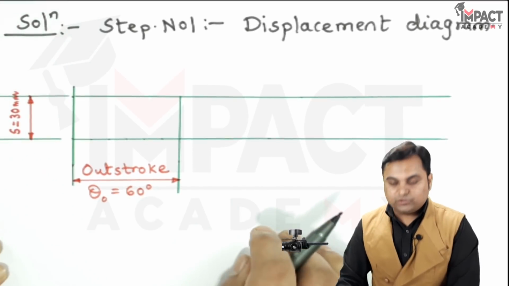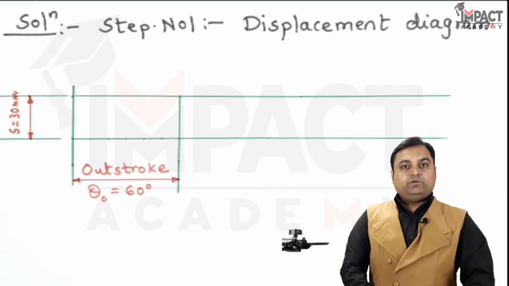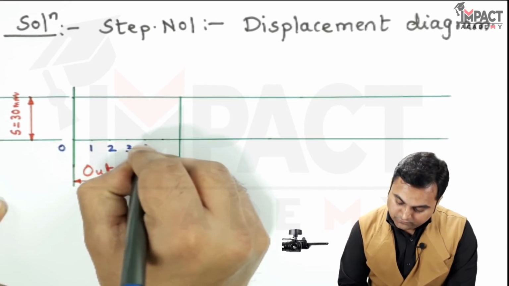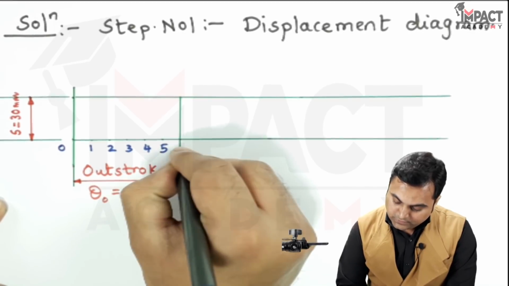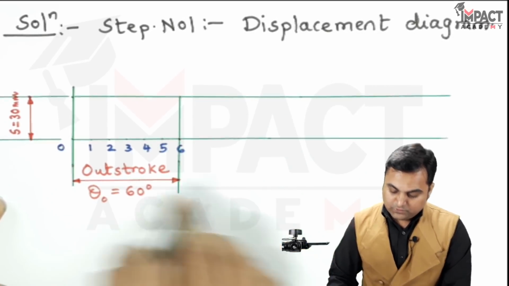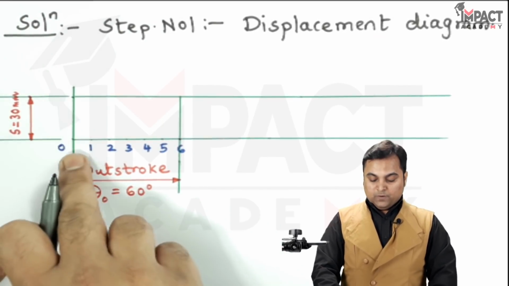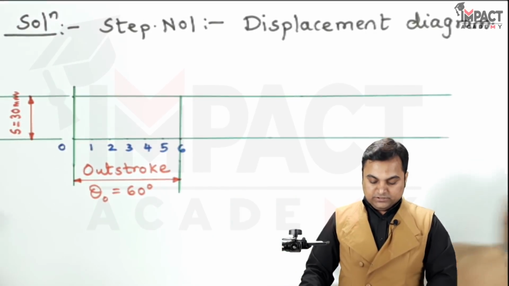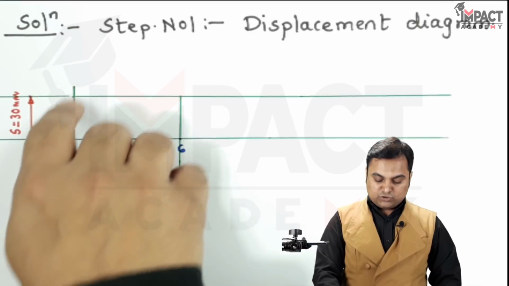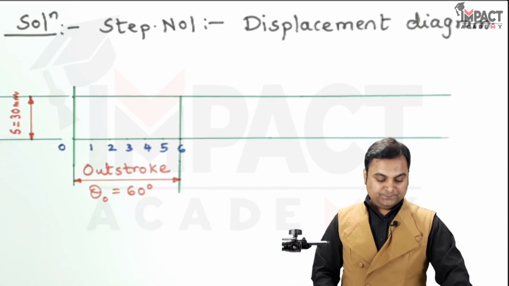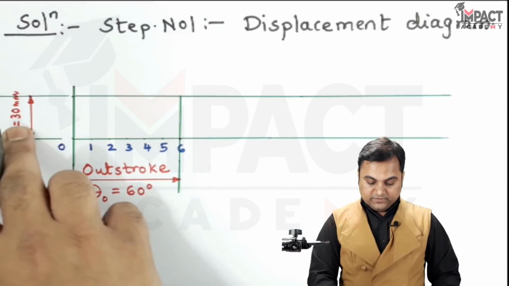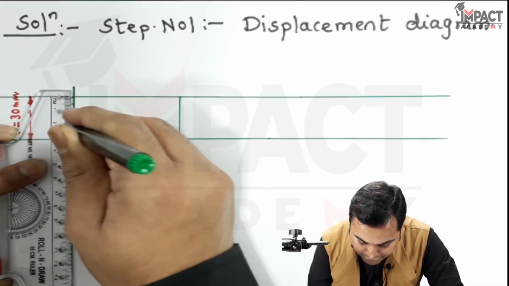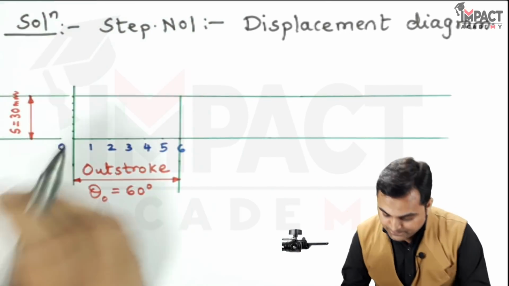Outstroke is 60 degree. I'll give the notations over here, starting with 0, first, second, third, fourth, fifth and sixth. So these are the 6 divisions. I have taken 1 centimeter as 10 degrees, so 60 degree fits into 6 centimeters. Now in a similar manner I would divide this stroke also into 6 equal parts, that is for uniform velocity. Since it is 30 mm, each part would be 5 mm. Giving the notations.